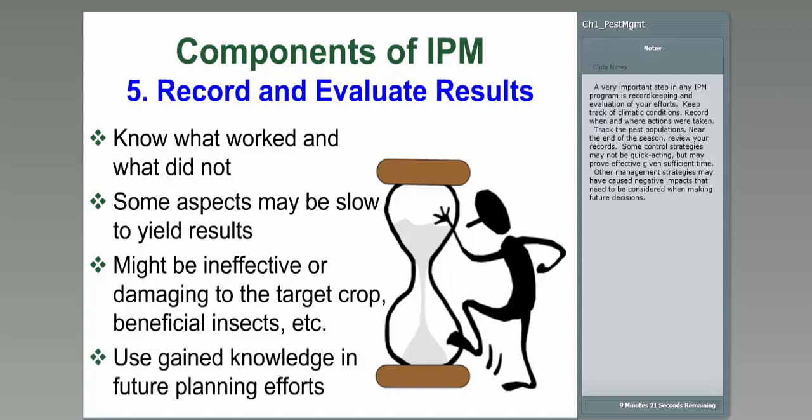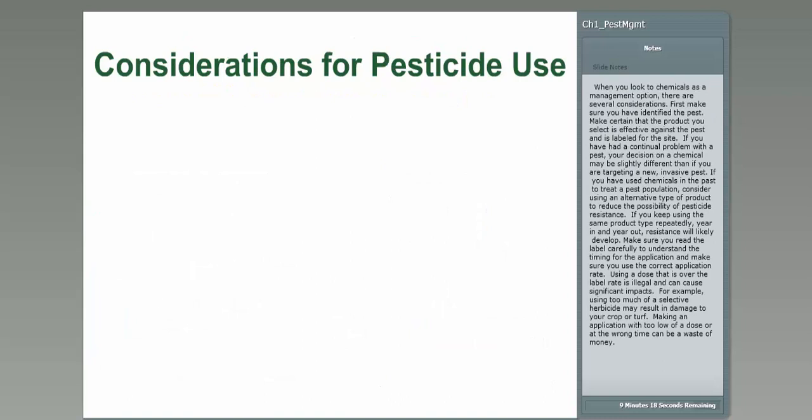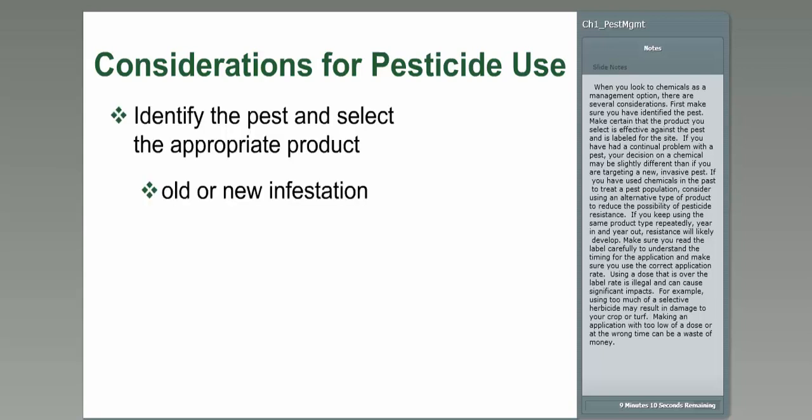When you look to chemicals as a management option, there are several considerations. First, make sure you have identified the pest. Make certain that the product you select is effective against the pest and is labeled for the site. If you have had a continual problem with a pest, your decision on a chemical may be slightly different than if you are targeting a new invasive pest. If you have used chemicals in the past to treat a pest population, consider using an alternative type of product to reduce the possibility of pesticide resistance.